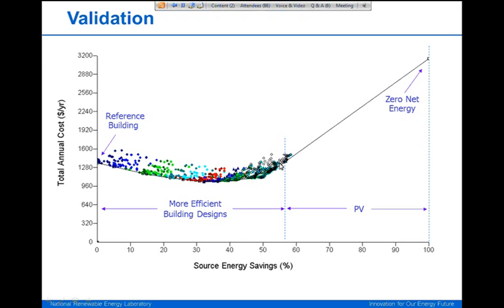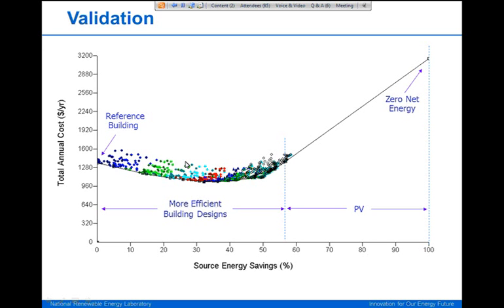The question is, as we do these simulations, as I mentioned, optimization is an efficient way compared to parametrics. Parametrics would run all possible combinations. The optimization uses a search technique to fewer than all possible combinations. The question is, was it effective at finding the lowest cost solutions?